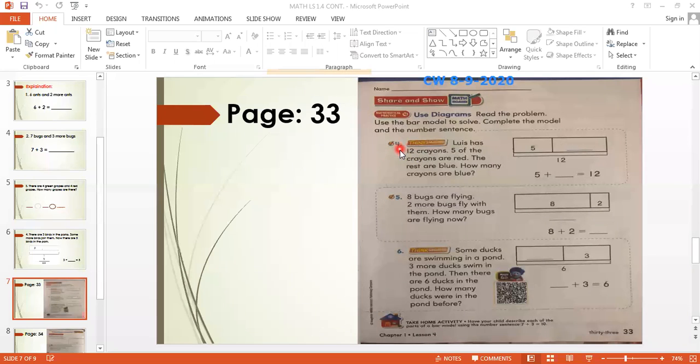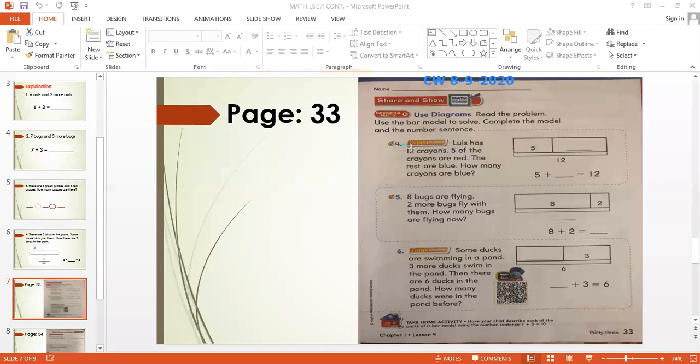Now, question number 4. Louis has 12 crayons. 5 of the crayons are red. The rest are blue. So in that 5 colors are red and the rest are blue. So how many crayons are blue? Now you have to find how many blue color crayons he has. So let's find how you are going to do this.